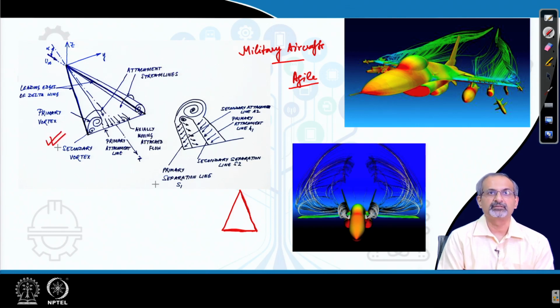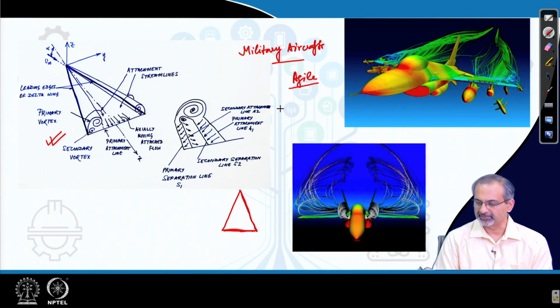You may recall this diagram where we talked about the flow rolling up from the sharp leading edge of a delta wing and then making it an efficient lifting surface up to a large angle of attack, and that large angle of attack is very important for these kind of aircraft because they have to make maneuvers which often involve large angles of attack. And you can of course make out that these are low aspect ratio wings.